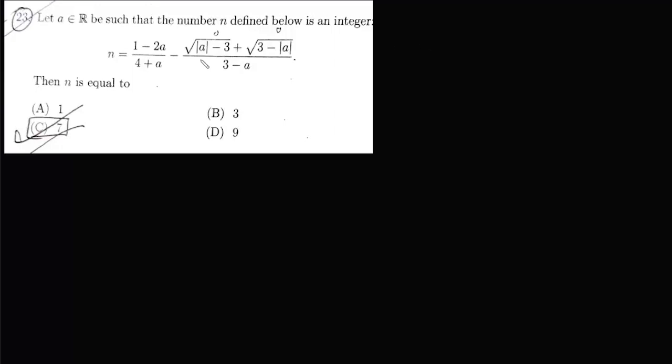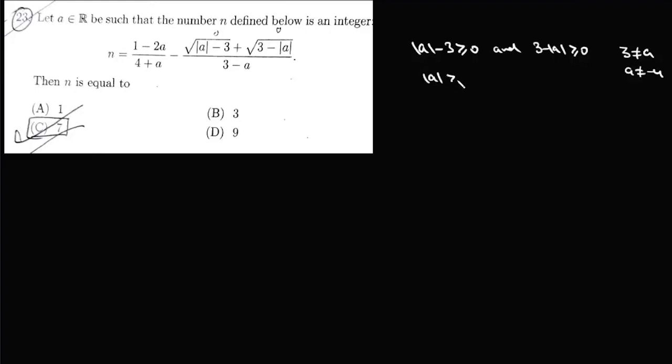Now here we have under root of mod a minus 3 and under root of 3 minus mod a. So the domain of this function is mod a minus 3 is greater than or equal to 0, and 3 minus mod a is also greater than or equal to 0, and the denominator is unequal to 0. So that means a is unequal to 3 and a is also unequal to minus 4.